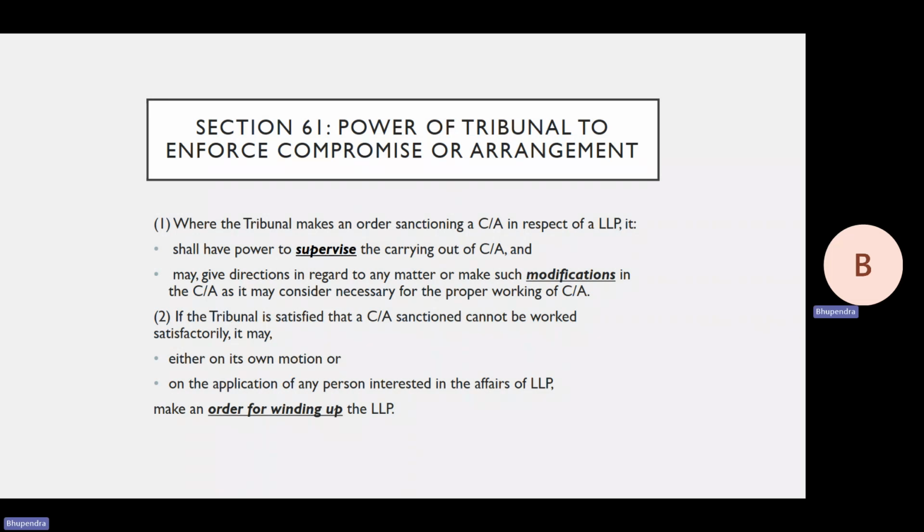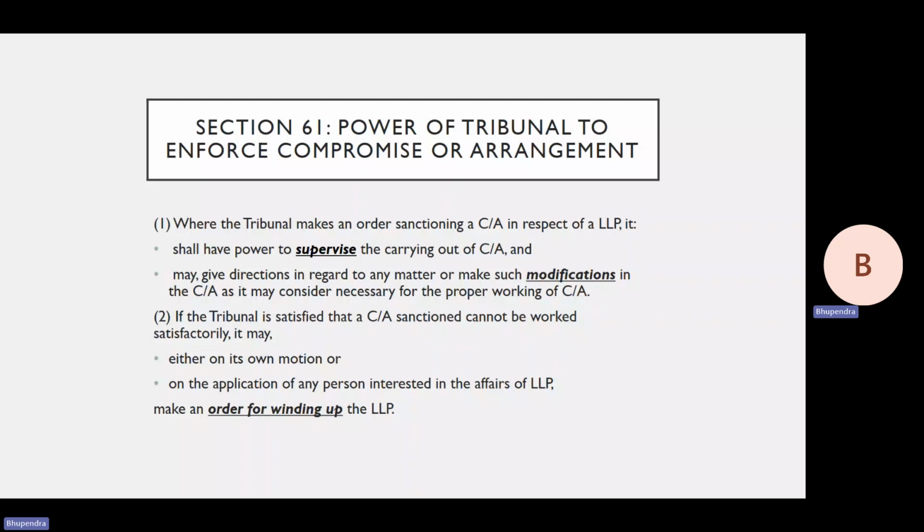Where the tribunal makes an order sanctioning a compromise or arrangement in respect of an LLP, it shall have the power to supervise the carrying out of the compromise and arrangement, and may give directions in regard to any matter or make such modifications in the compromise or arrangement as it considers necessary for the proper working of the compromise and arrangement. If the tribunal is satisfied that the compromise or arrangement sanctioned cannot be worked satisfactorily, it may, either on its own या फिर किसी भी पर्सन के एप्लीकेशन से, जो पर्सन एलएलपी में इंटरेस्टेड होगा, ऑर्डर दे सकता है वाइंडिंग अप ऑफ एलएलपी.